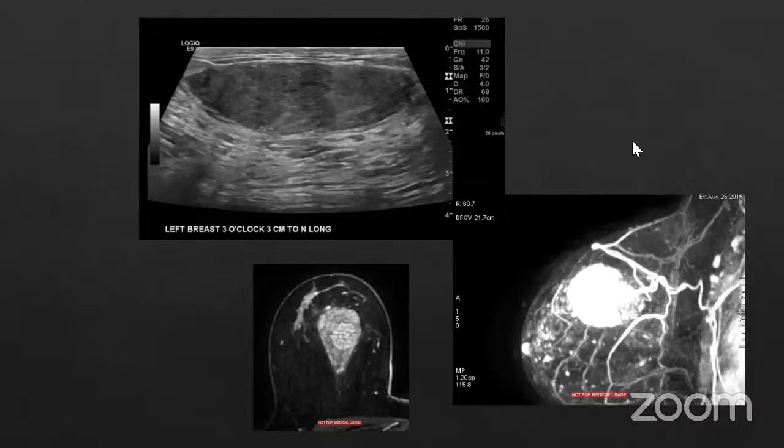And now let's come to the fifth quiz case, which is this one from the breast. We have one USG picture and MR pictures, showing something which is quite well defined, but at the same time quite vascular. Any diagnosis which you think of for this case?